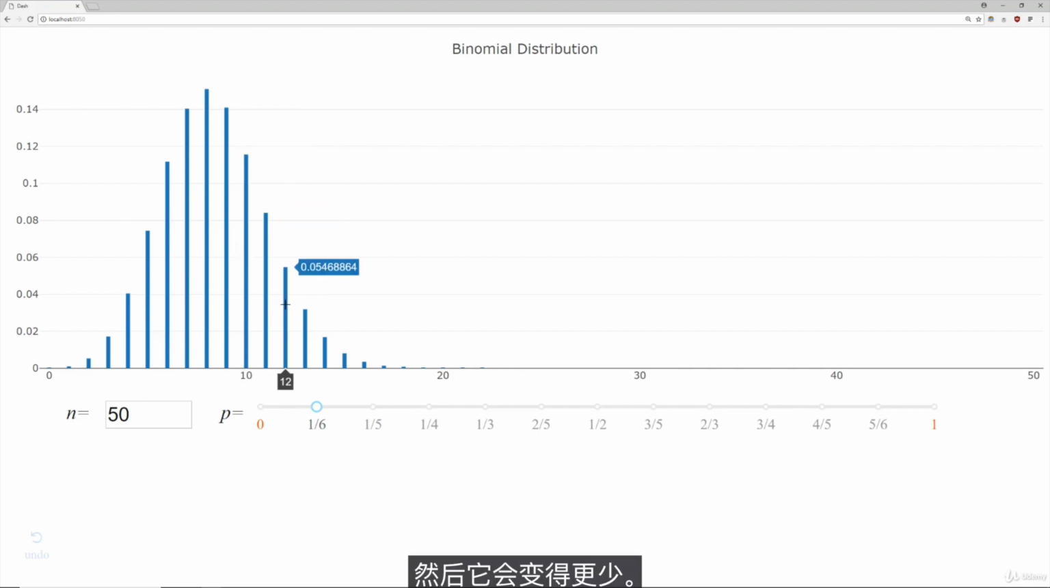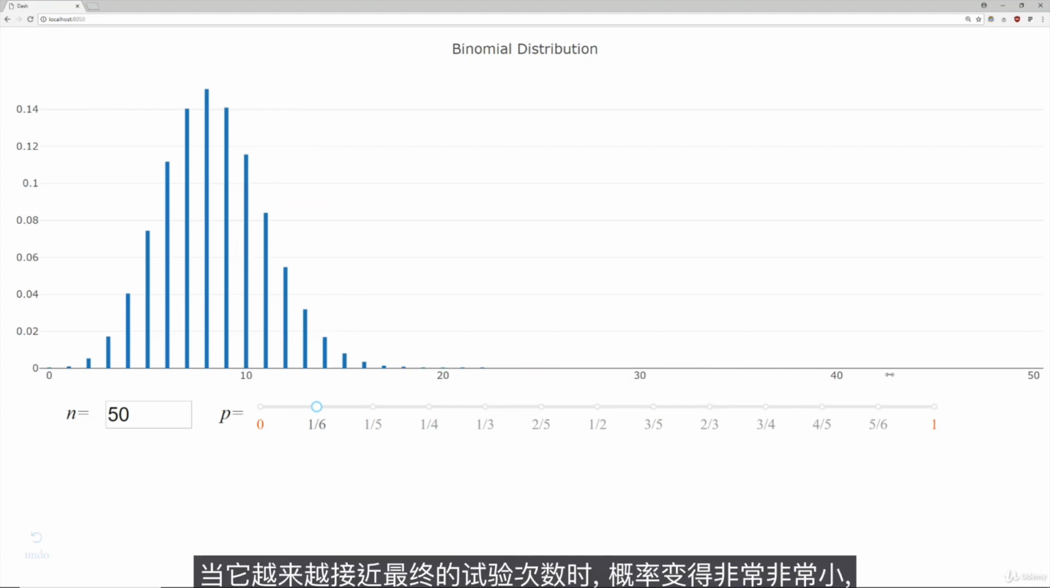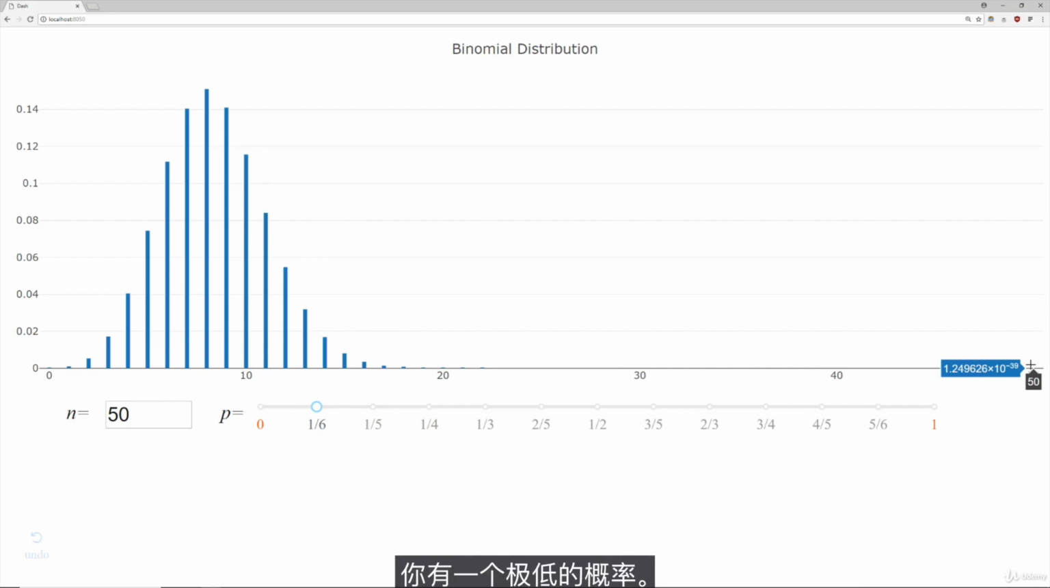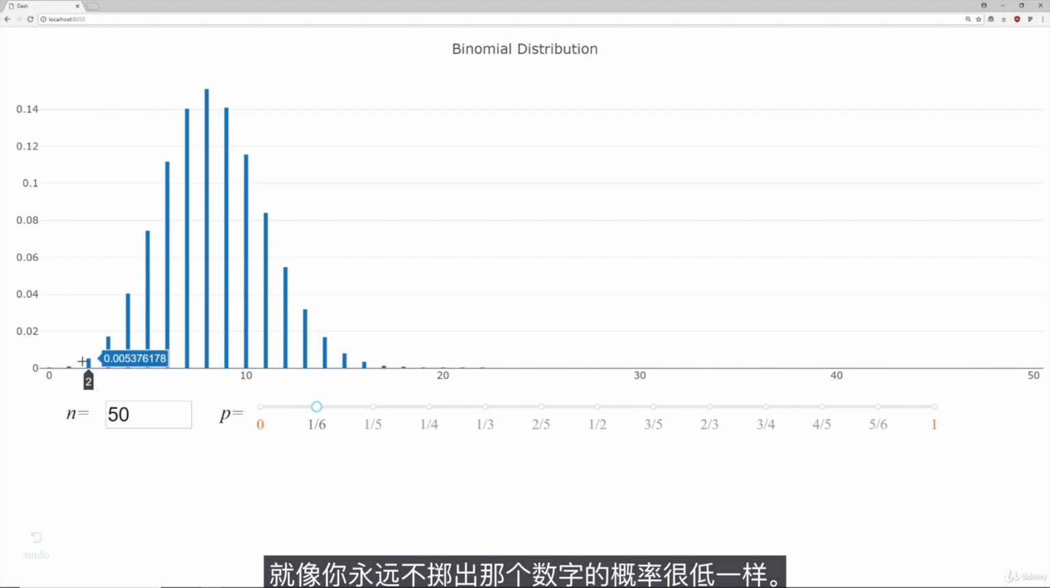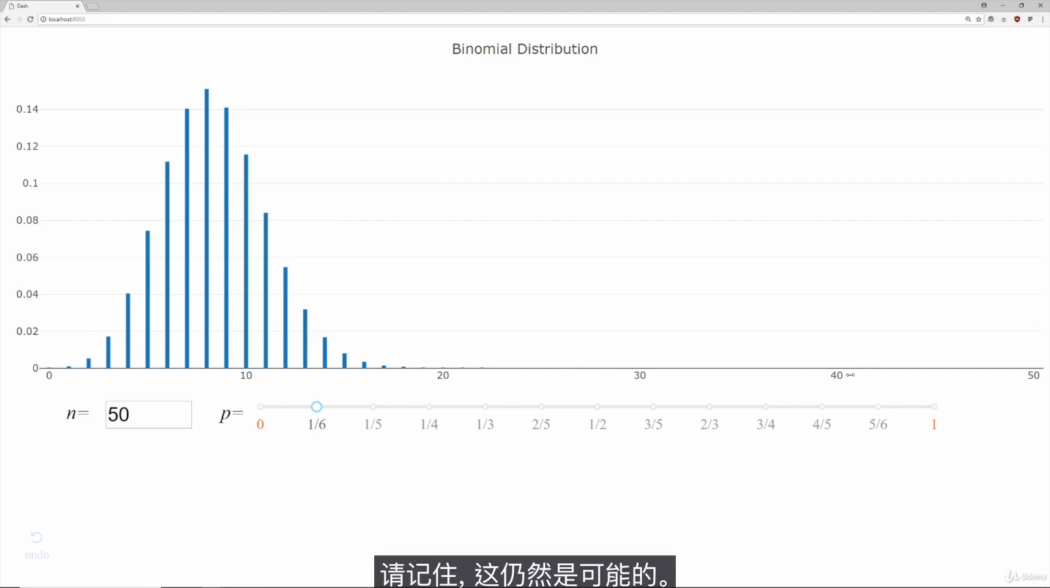And then it gets a little less, and as it keeps going closer and closer to the n number of trials, the probability becomes super, super small. Which makes sense. You have an extremely low probability if you were to roll a die 50 times that you would get the same number each and every time out of those rolls. Just like you have the same very low probability of never rolling that number. Keep in mind, it's still possible, so notice none of these are actually truly 0. They're just very, very, very small numbers. Almost 0, but not truly 0.